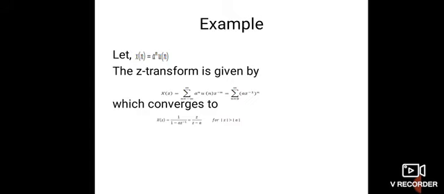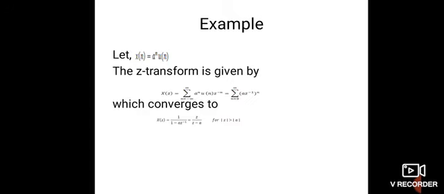Suppose x[n] equals a to the power n times u[n]. It is a positive-sided signal, because u[n] is a unit step discrete signal, which starts from 0 and goes to the positive side taking the value 1. Unit step signal means it has the value 1 from 0 to infinity on the positive side. So x[n] equals a to the power n u[n] is a positive-sided signal.